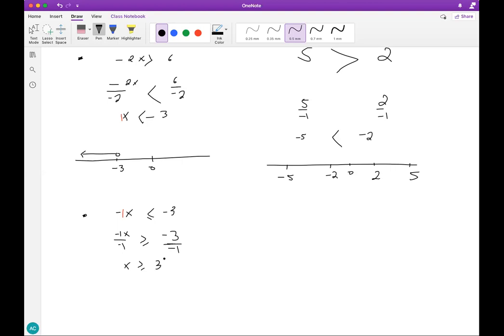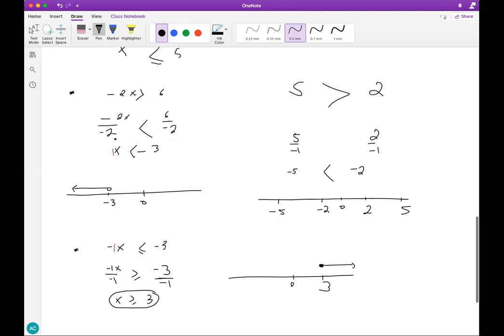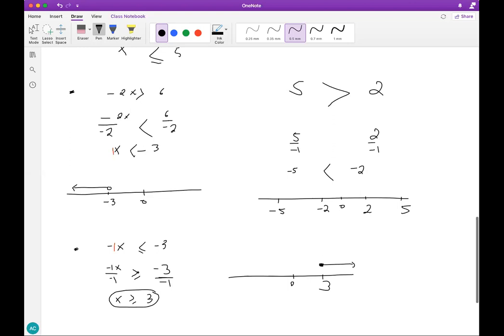That's it. Once you get that x by itself, no negative or anything, the inequality is solved. All you have to do is graph it. As always, 0 here, 3 here, and x greater than or equal to 3. So we're going to the right, including the 3 because of that little line. Okay, so be careful with that exception. Make sure you know when to flip the inequality sign to the opposite side.